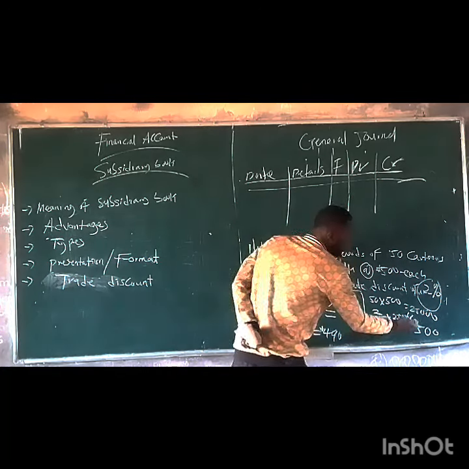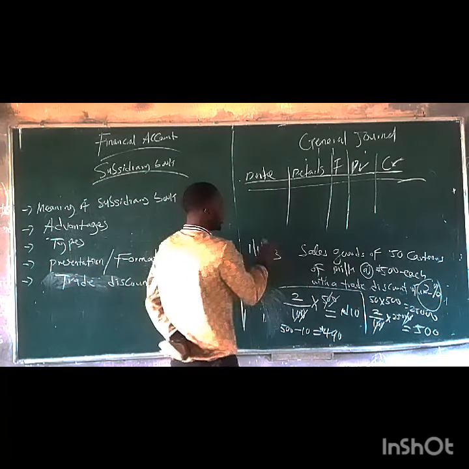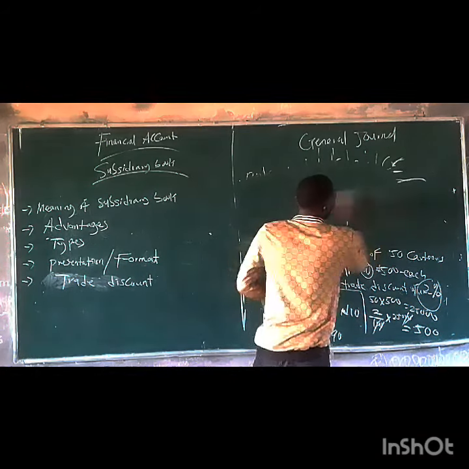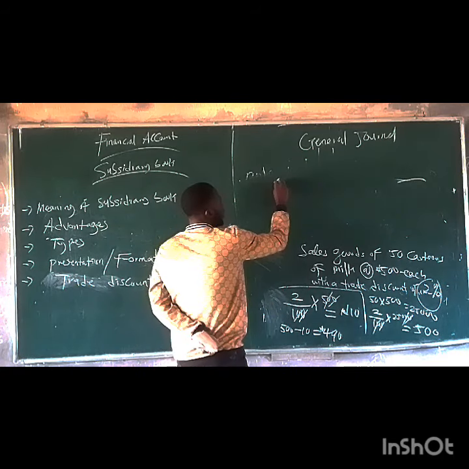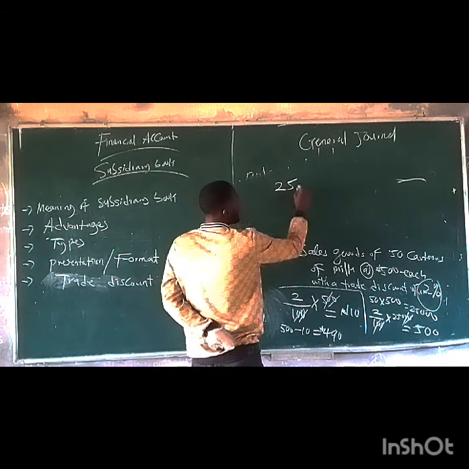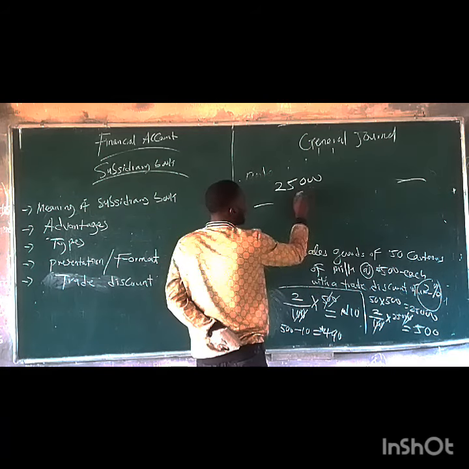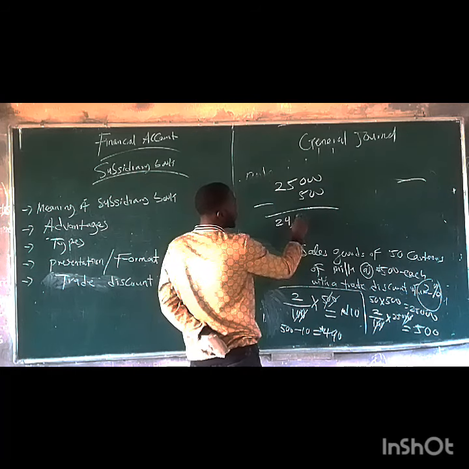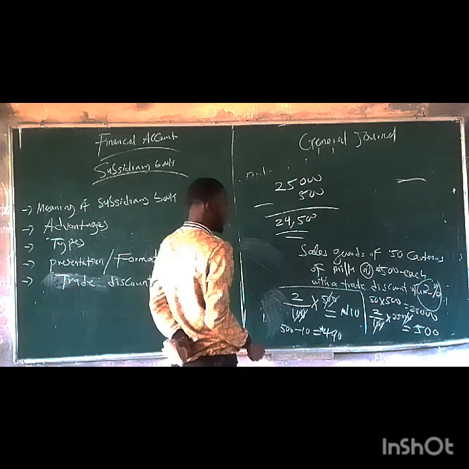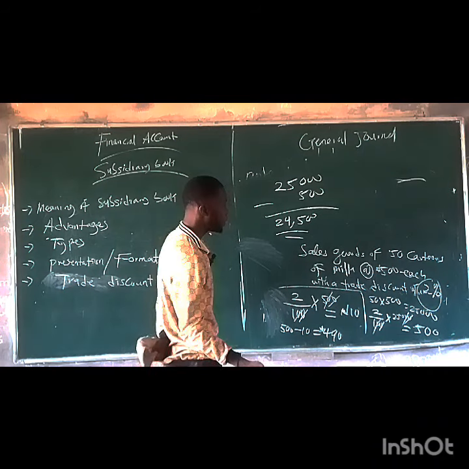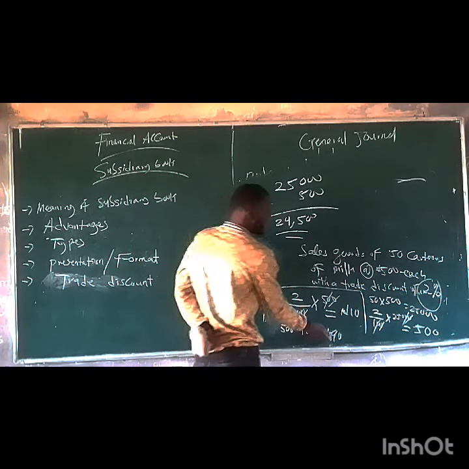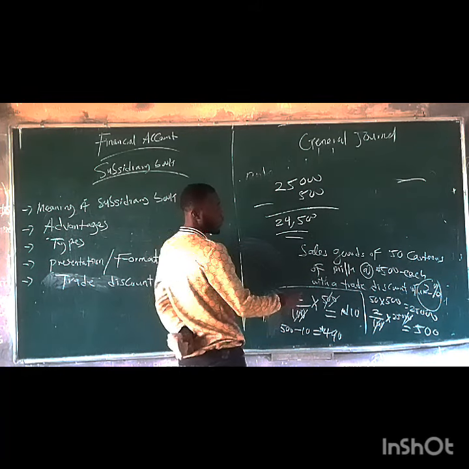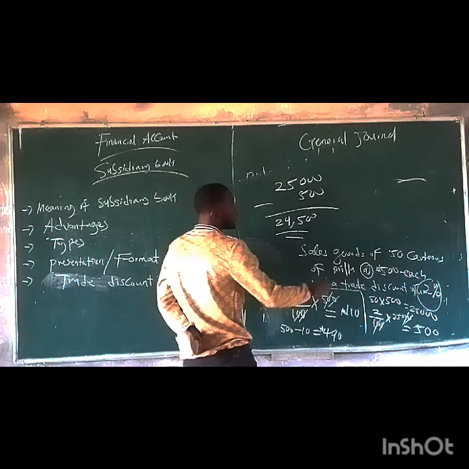So the value the person is going to pay will now be 25,000 minus 500. If you remove 500 from 25,000, I'm going to have 24,500. So this is the value the person is going to pay. Or you use this, by the way, that is 490 naira times 50. You will see you are going to get that.